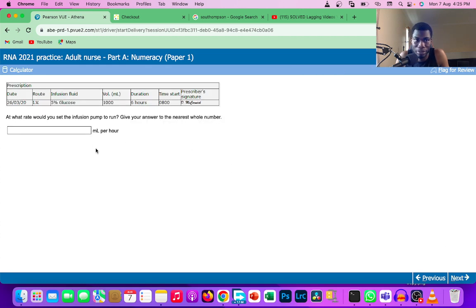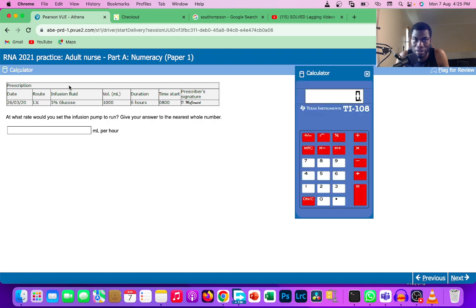Let's move on. The same thing, 5% glucose is an IV infusion, and then it's 1000 mils, so mil per hour. So you just divide it by what? 6 hours. So if you have 1000 divided by 6, go to 166.666. But as I said, always read the question to the end. They say give your answer to the nearest whole number.